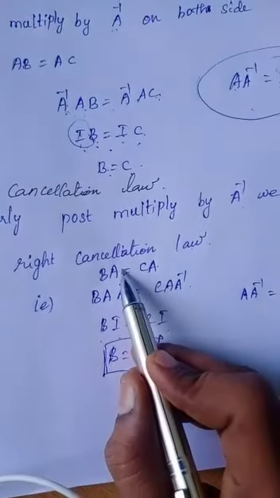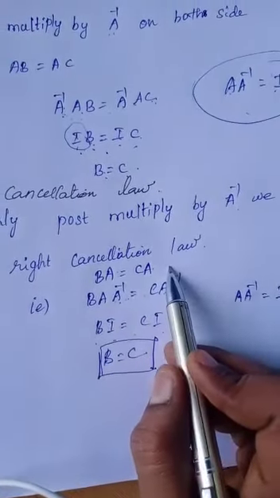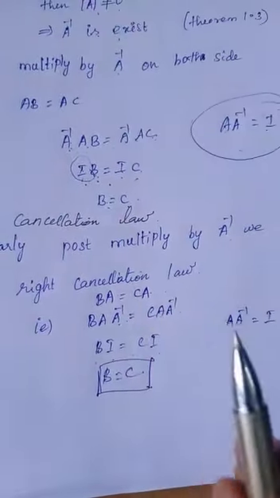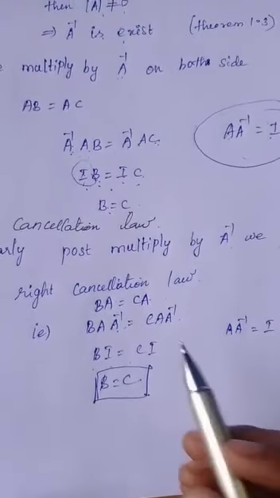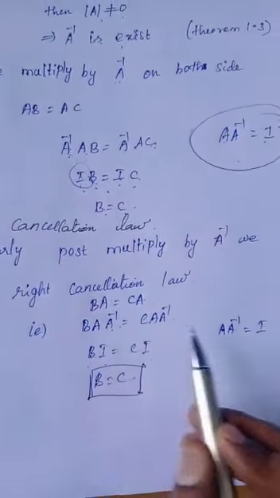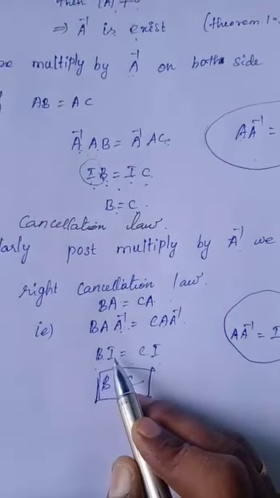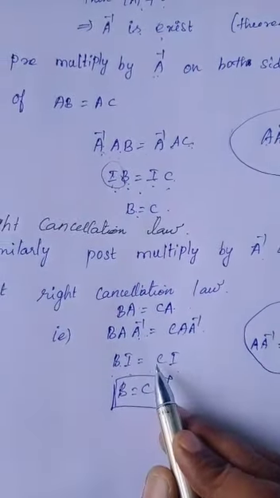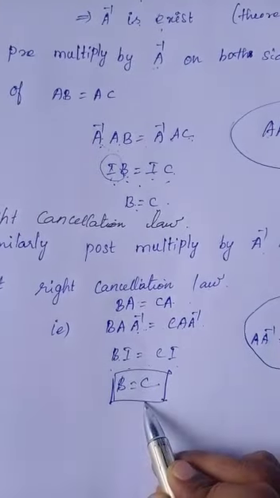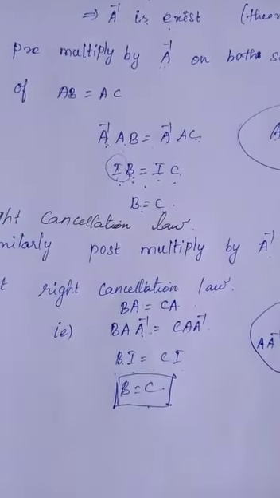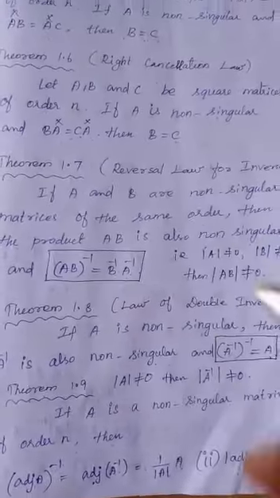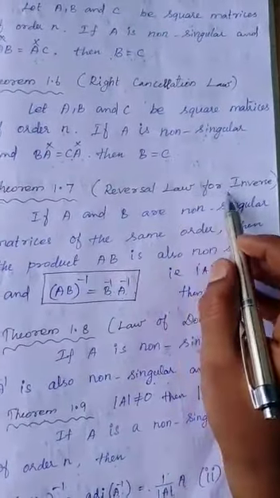So BA into A inverse equals CA into A inverse. Post-multiply means we are multiplying A inverse on the right side. So A A inverse value is I. This we already studied, so we apply the result here. BI equals C into I. Then we get the result B equals C. That's all. The next named theorem is the reversal law for inverse.